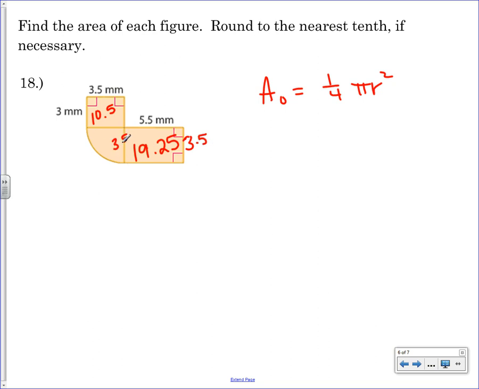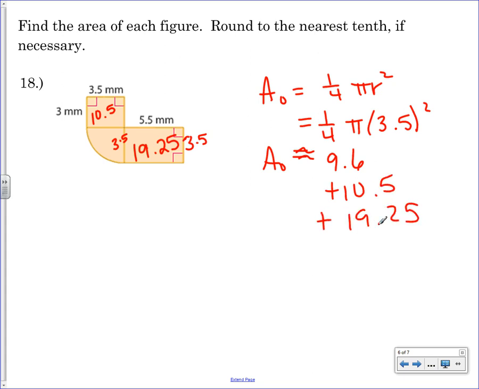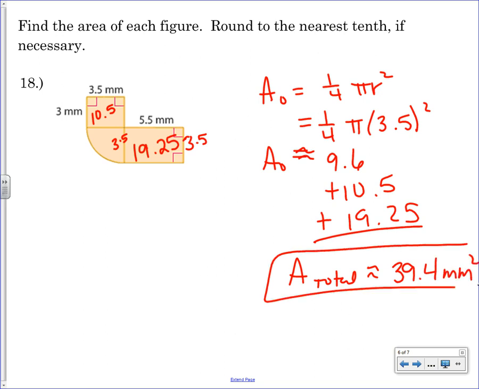So if we just said again, the radius was 3.5. So I'm going to take 1/4 pi 3.5 squared. Leave it in your calculator, but what do you get? 9.6-ish something, right? Keep it in there though, right? And we're going to add the 10.5 and we're going to add the 19.25. And our total is what? Excellent. 39.4 millimeters squared. Take your time and get there.